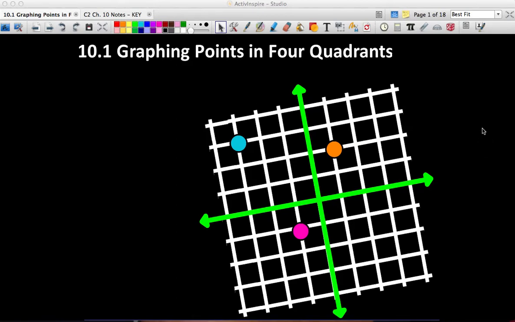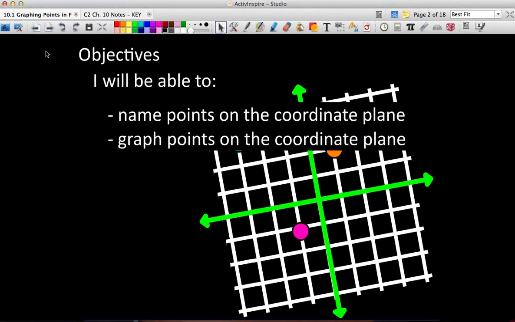Welcome to Lesson 10.1, Graphing Points in 4 Quadrants. Today's objectives: I will be able to name points on the coordinate plane and graph points on the coordinate plane.